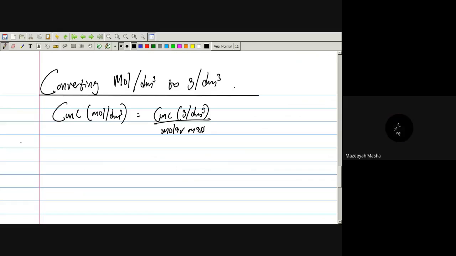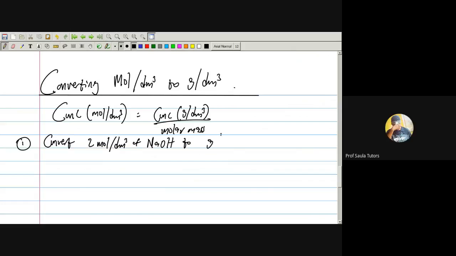First, let me give you something. If I say convert 2 mole per dm cube of sodium hydroxide to gram per dm cube, and I gave you this information that sodium is 23, oxygen is 16, and hydrogen equals 1, how do we actually solve?